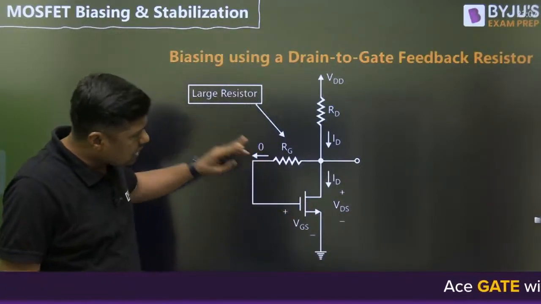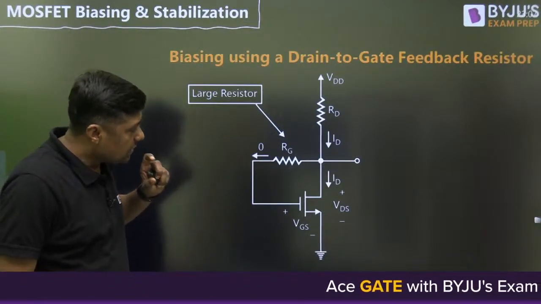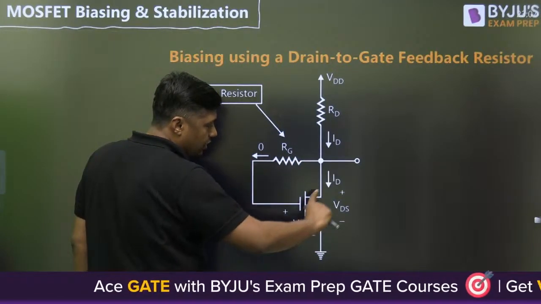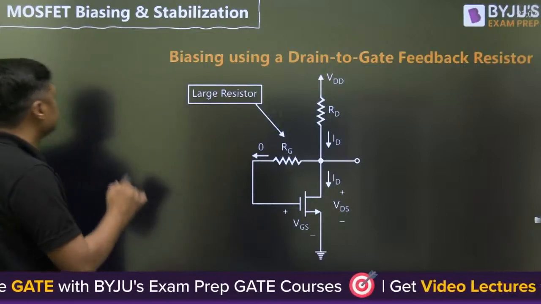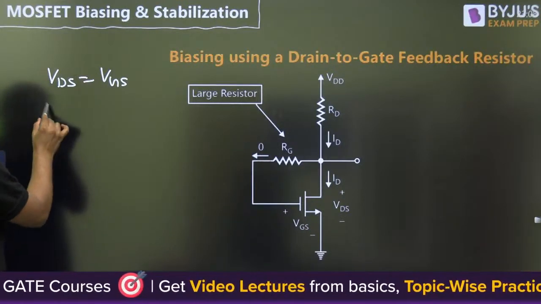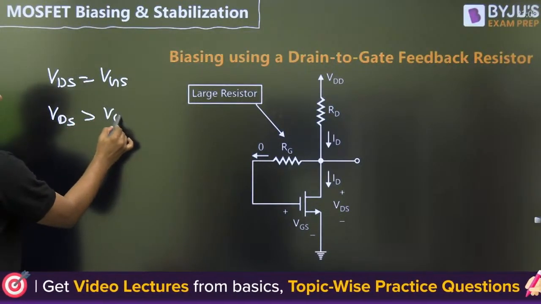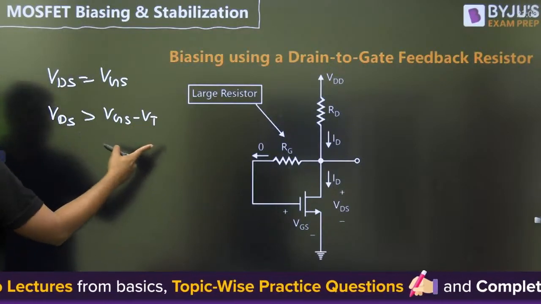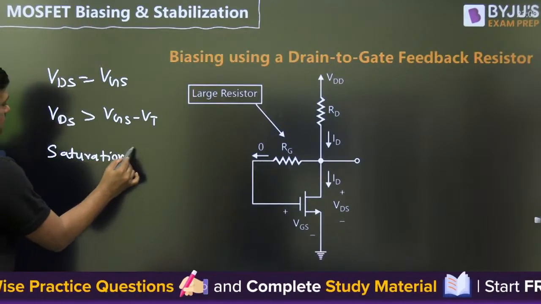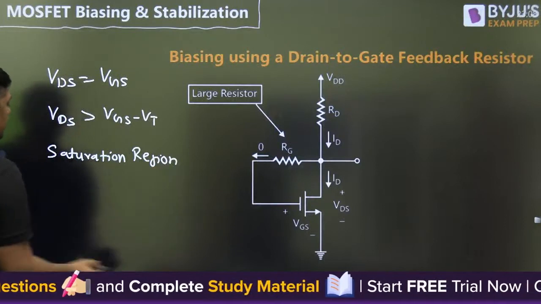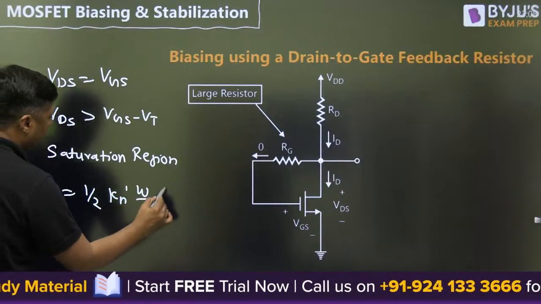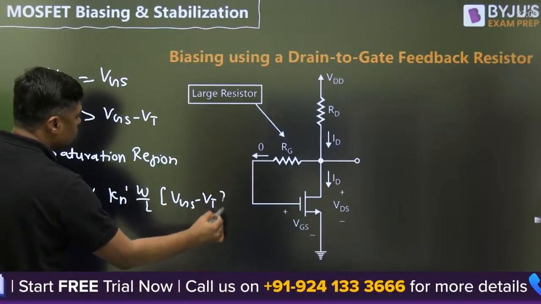Then how can we solve this type of numerical? Remember, the current in this branch is 0. If the current in this branch is 0, in this case VDS is equal to what? VGS. VDS and VGS are equal. Then what is the condition for saturation? VDS should be greater than VGS minus VT. That is confirmed here. That's why this type of circuit is always in the saturation region. And in the saturation region, you can directly write one equation: ID is equal to half of K n' W by L into VGS minus VT the whole square.